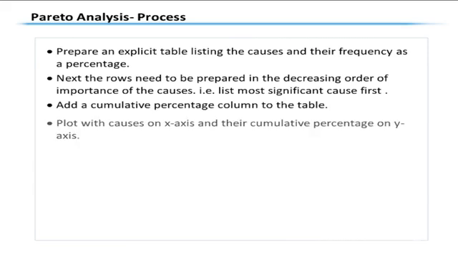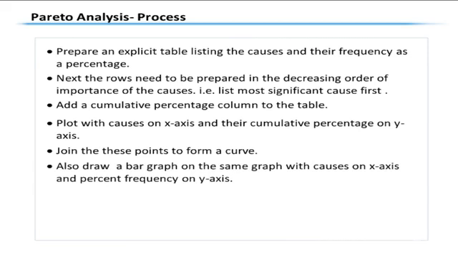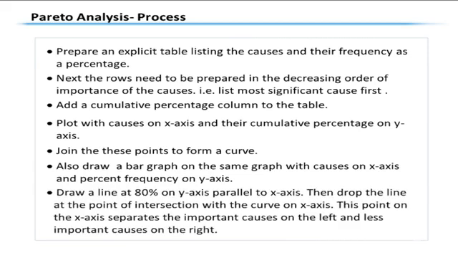Number 3. Show the causes on the x-axis and cumulative percentage on the y-axis. Number 4. Join the above points to form a curve. Number 5. On the same graph, plot a bar graph with causes on the x-axis and percent frequency on the y-axis. Finally, number 6. Draw a line at 80% on the y-axis parallel to the x-axis.